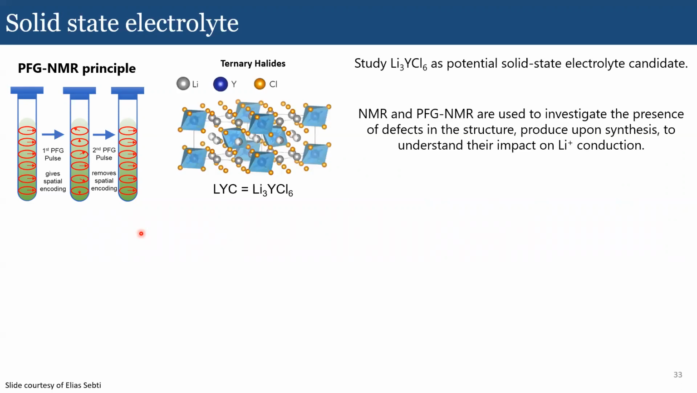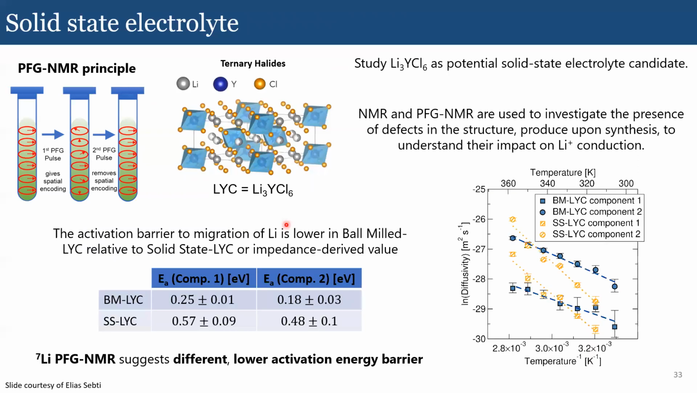So like I said, this technique can be employed when you're studying potential solid state electrolytes like this lithium yttrium chloride. In this type of material, depending on the synthesis conditions, either by ball milling or solid state synthesis, you can generate defects in the structure that are going to impact the lithium conduction. If you perform a PFG NMR experiment, you can extract the diffusion coefficient of the lithium in the structure. And if you do that at multiple temperatures, you can then relate the diffusion coefficient to the actual activation energy barrier of the lithium migration. And this is what is shown here.